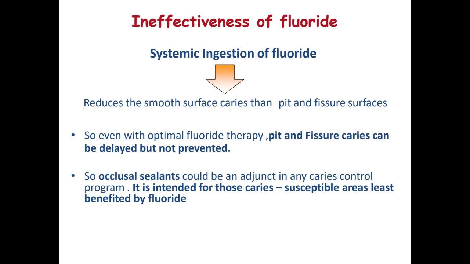So, to reduce the occurrence of pit and fissure caries, occlusal sealants can be introduced into any kind of caries preventive program. We say that the use of occlusal sealants is an adjunct in any caries control program. These occlusal sealants can be used in those areas which are caries susceptible as well as least benefited by fluoride therapy. So in those areas where fluoride is least beneficial, we can use occlusal sealants.